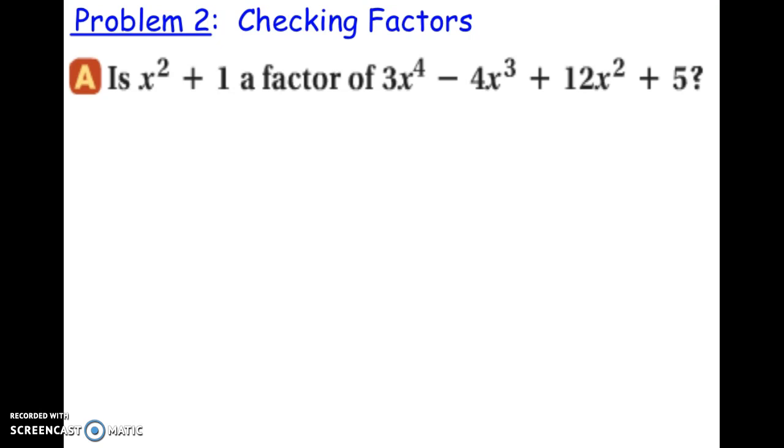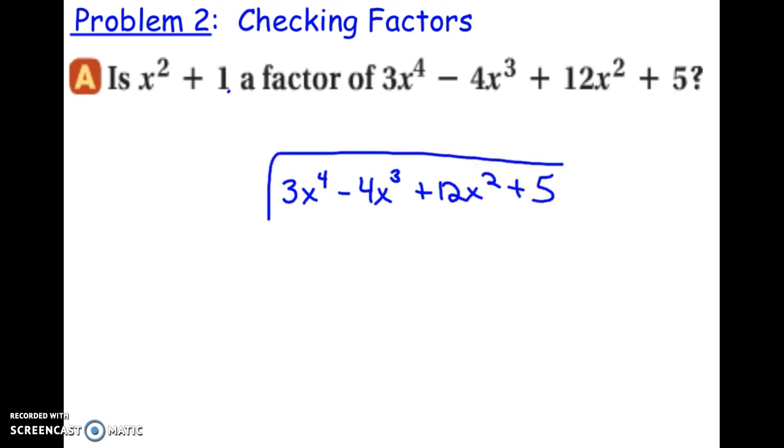Problem 2, checking for factors. Is x squared plus 1 a factor of this quadnomial here? Well, let's see. I'm going to write out my whole quadnomial. 3x to the 4th minus 4x cubed plus 12x squared plus 5. So if it's a factor, it means it goes in evenly. There's a bit of a problem here because we have no x term and we need to put in a 0x and then plus 1. So we want to have every amount of x accounted for.